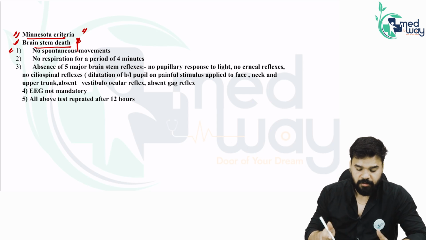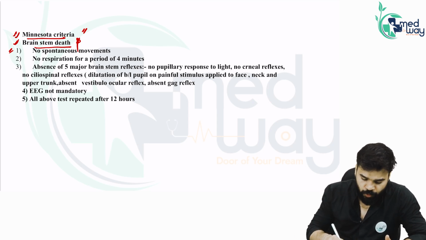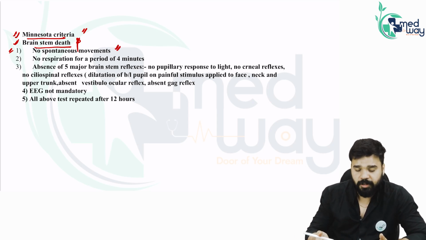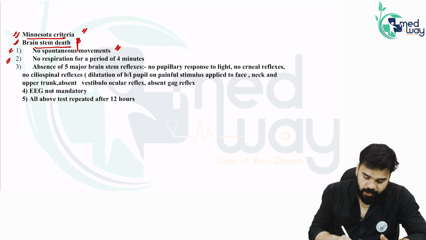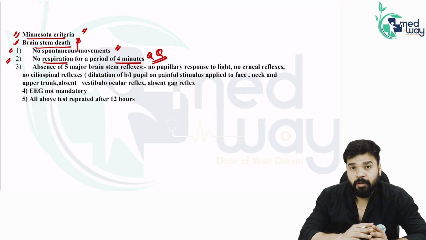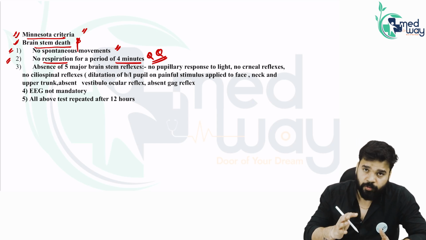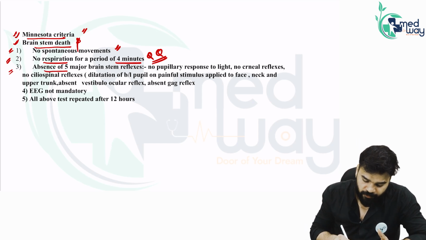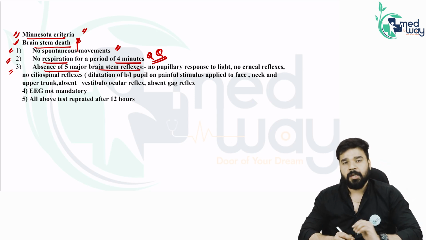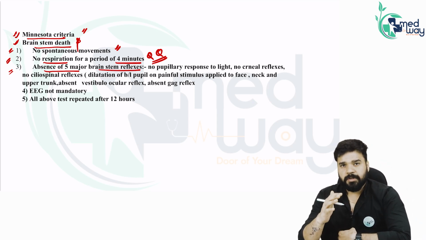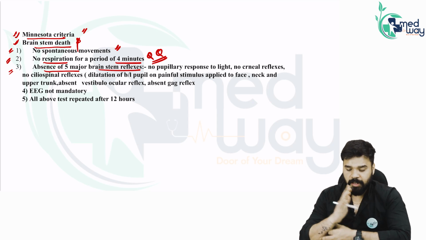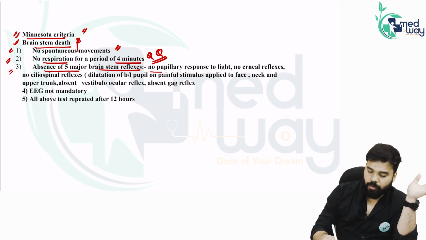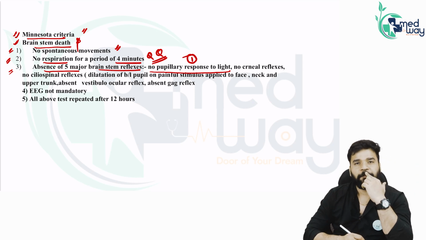The first point is very common: no spontaneous movement. Second will be no respiration for a period of 4 minutes. This is the question. No respiration for a period of 4 minutes. Remember 4 minutes. Third is absence of 5 major brain stem reflexes. First is there will be no pupillary response to light. The pupils will not react to light at all.